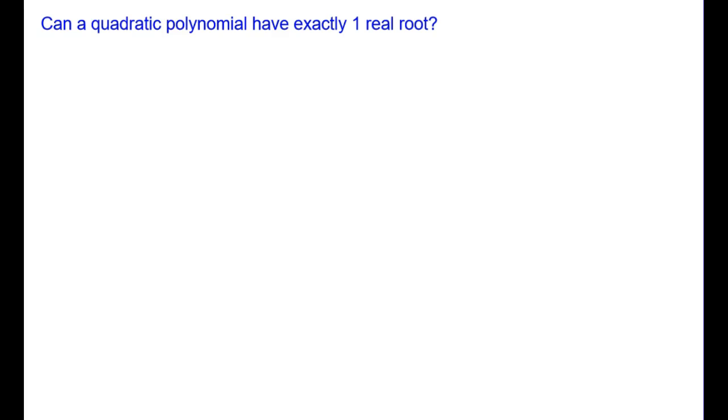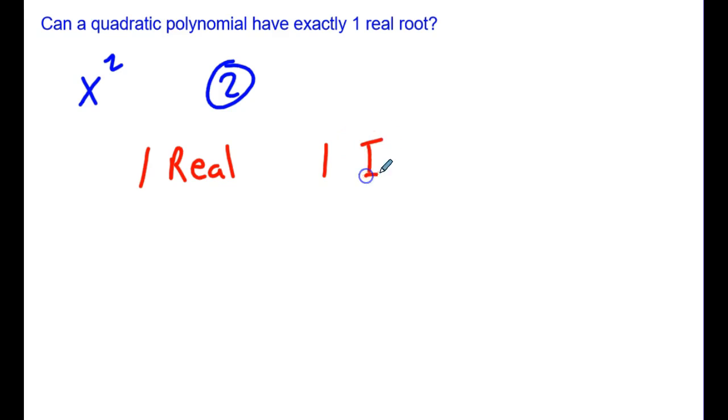First of all, what is a quadratic polynomial? Well, it's x to the 2nd power. If our polynomial has a degree of 2, that means there must be 2 complex roots, whether they're real or imaginary. So if we have 2 total complex roots, and let's just suppose one of them is real, that implies there must be one imaginary solution.